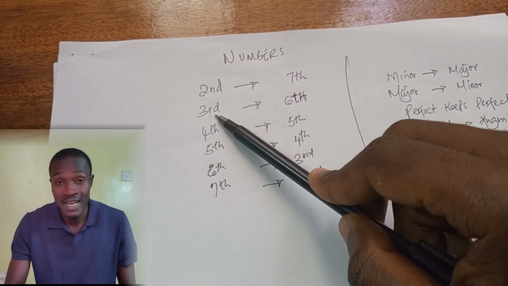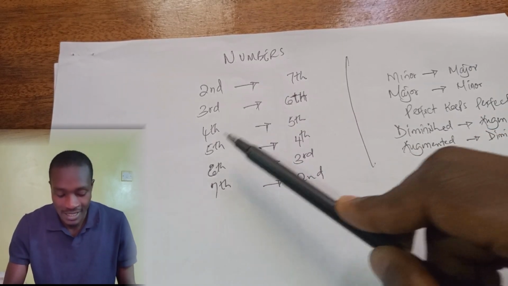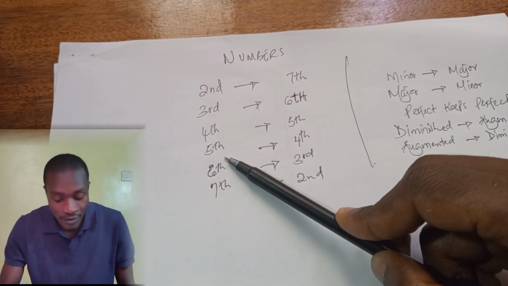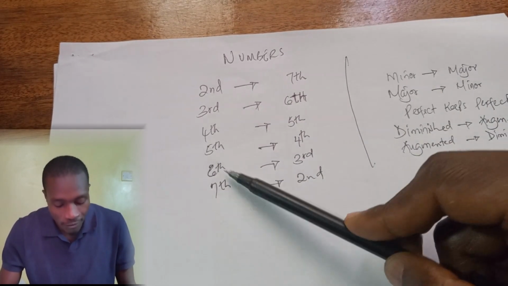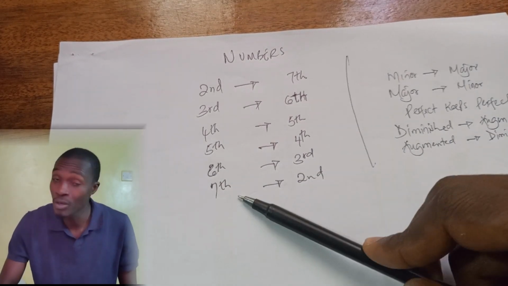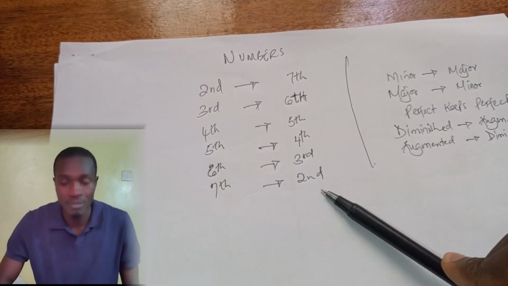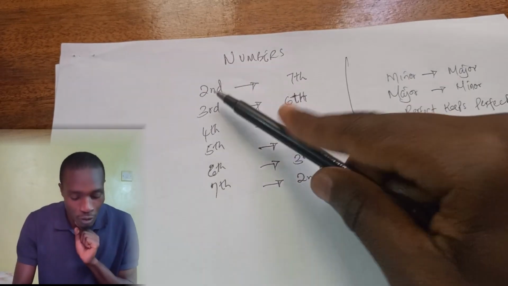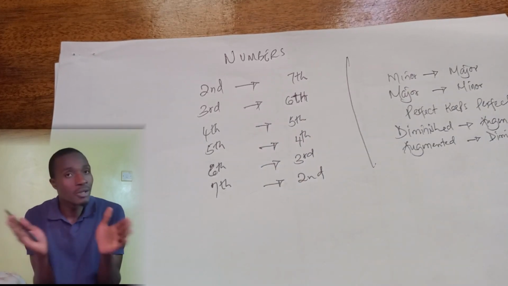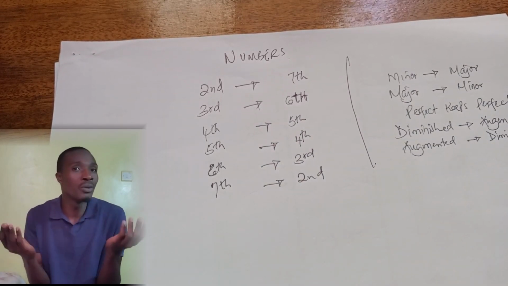If you invert a third, it's going to be a sixth. If you invert a fourth, it's going to be a fifth. If you invert a fifth, it is going to be a fourth. If you invert a sixth, it's going to be a third. And if you invert a seventh, it's going to be a second. By number, the total is going to be 9. For example, 2 plus 7 is 9. 3 plus 6 is 9. So in total, that number should add up to 9.